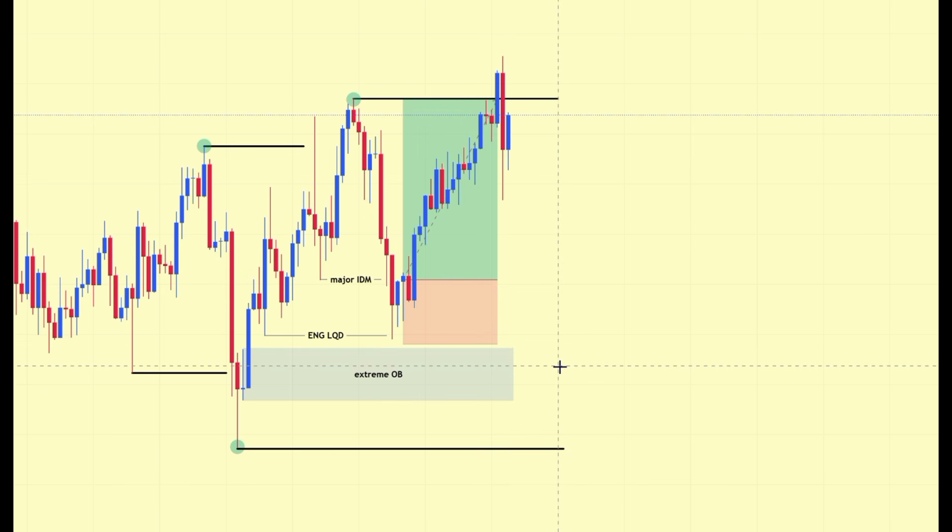And now we have covered the two core liquidities that are available on the dealing range, and that is the inducement and the engineering liquidity. And just like the POIs, those two core liquidity levels, once price has taken them out, even without mitigating an extreme POI, price may reverse ultimately from the takeout of them.